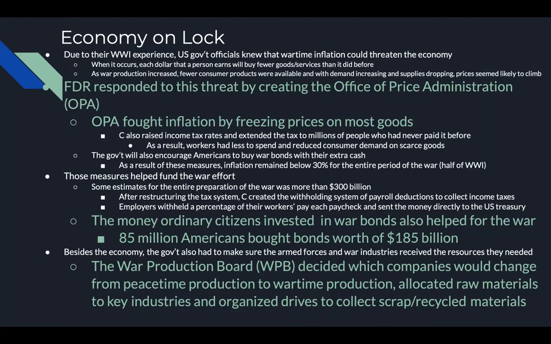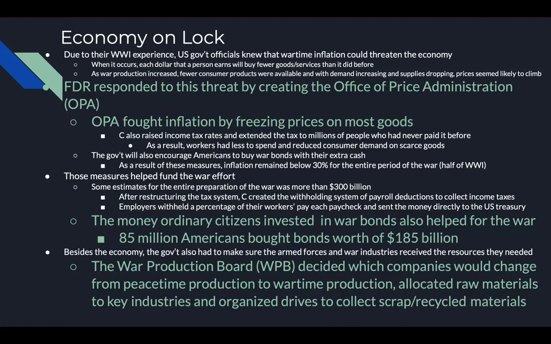As war production increased, fewer consumer products were available, with demand increasing and supplies dropping. Prices seemed likely to climb. So FDR responded to this threat by creating the Office of Price Administration, the OPA. The OPA, test question, fought inflation by freezing prices on most goods.